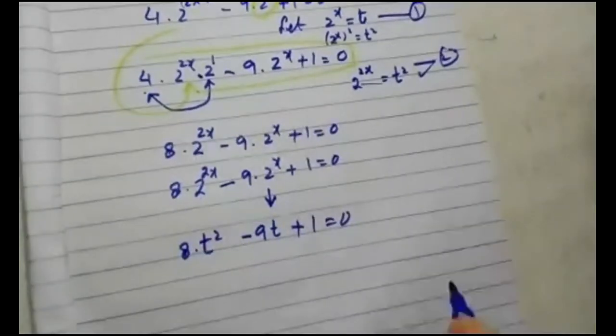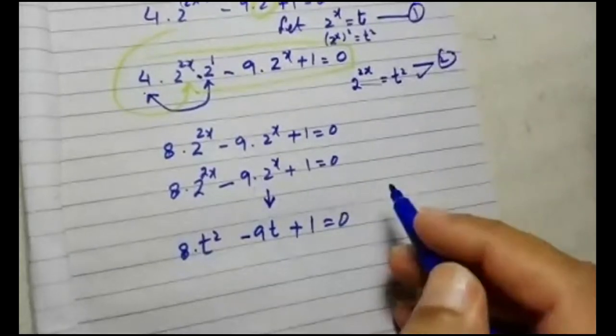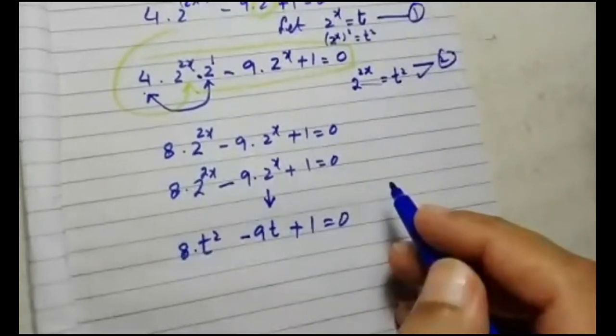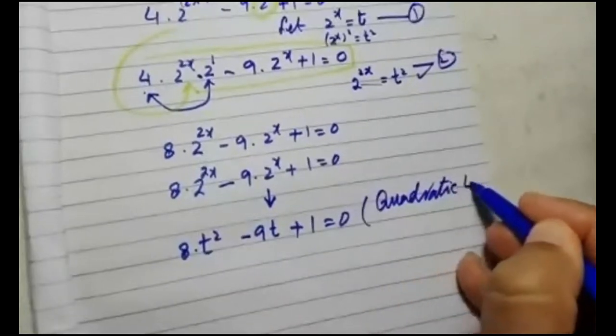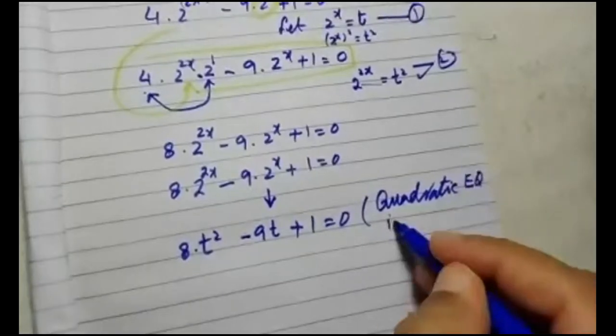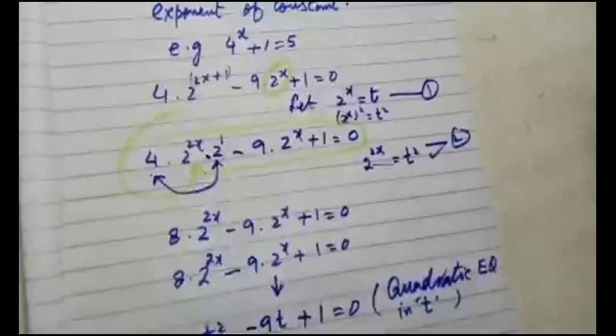So now, because again the target of the question is this, we will first convert the expression into a quadratic equation. We will form a quadratic equation in t. The first task is that we will convert any question into the quadratic form.